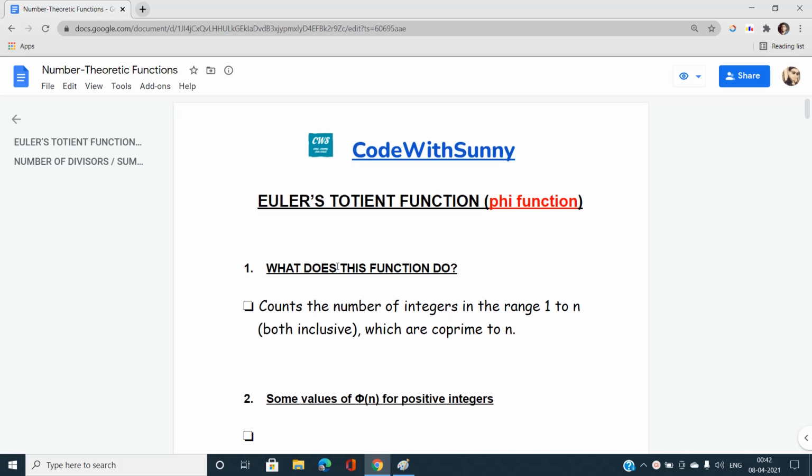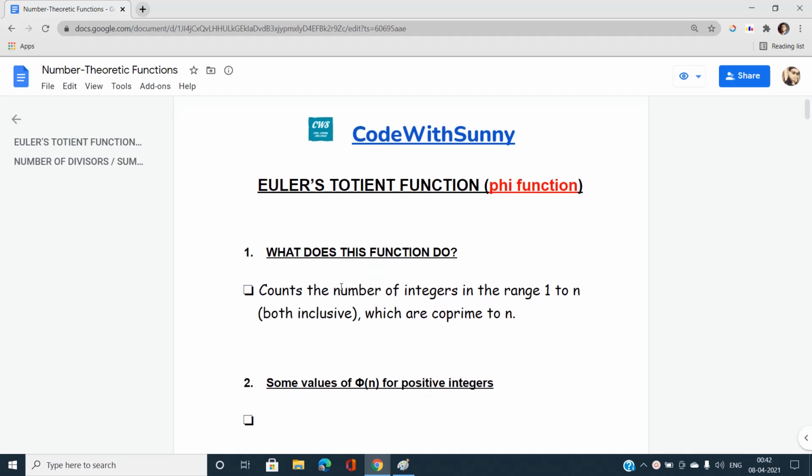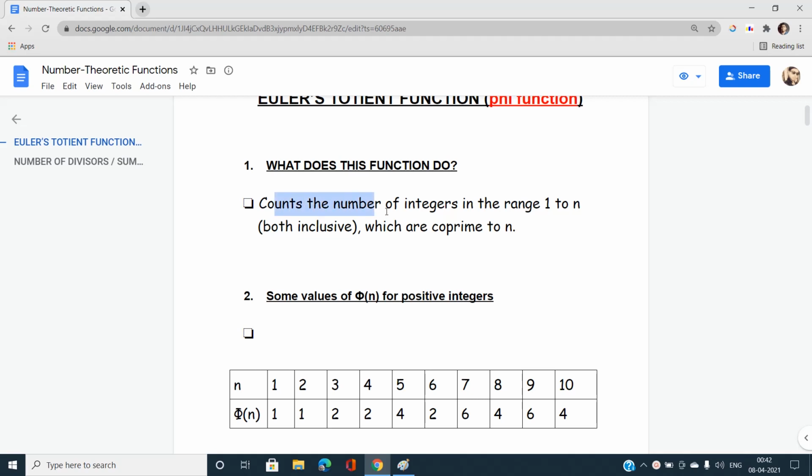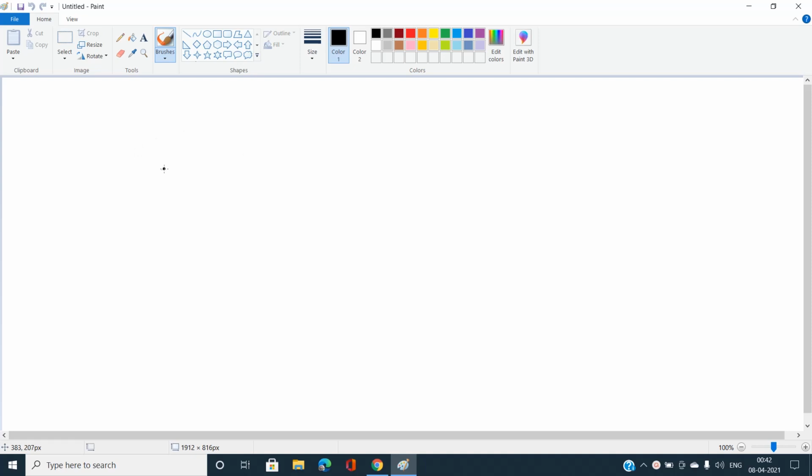So what is this function going to do? This function basically counts the number of integers in the range 1 to n, both inclusive, which are coprime to n. Let's understand this statement in simpler words. Suppose we have been given the integer 10, then we need to find the number of integers from 1 up to 10 that are coprime to this number 10. Note that I am including the bounds of this range also.